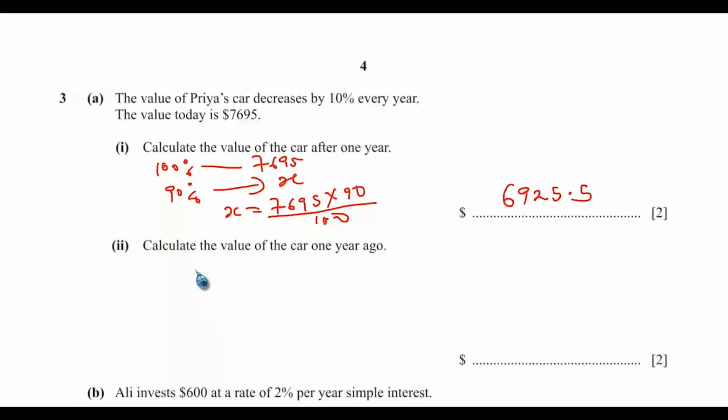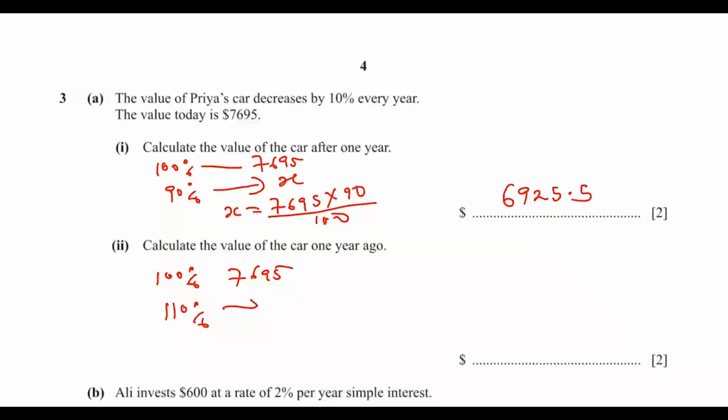So let's go to Roman figure 2. Calculate the value of the car 1 year ago. So currently that is at 100%. The value of the car is $7,695. So a year ago, it means that the price will be higher because depreciation is yet to occur on it. So that means it's going to be 110%. You have to return it back.